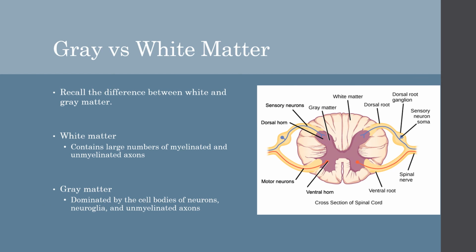So let's take a look at the difference between the gray and the white matter as far as the spinal cord goes. Remember from earlier the difference between the white and the gray matter. With white matter, we have large numbers of myelinated and unmyelinated axons. And with the gray matter, you can see it's dominated by cell bodies of neurons, neuroglia, and unmyelinated axons.